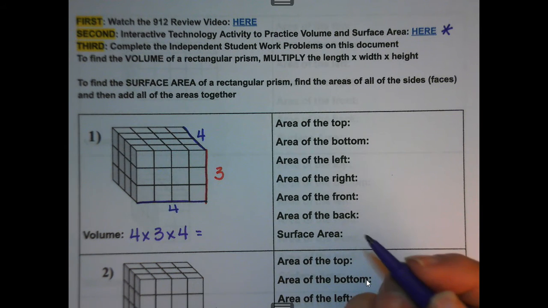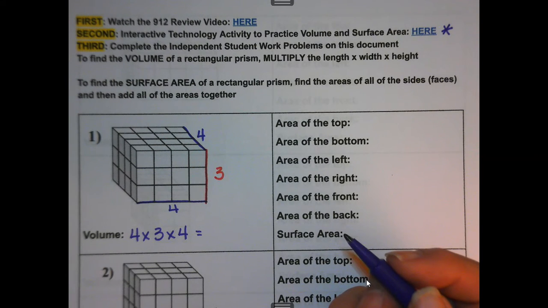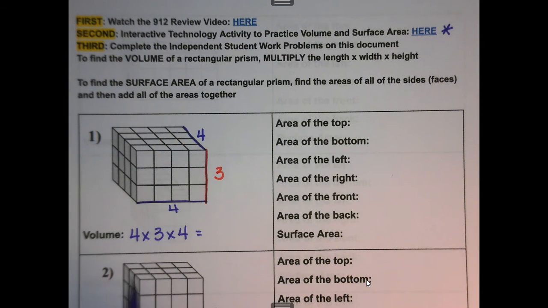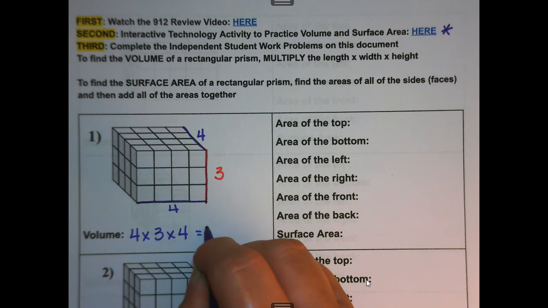The order does not matter. When I'm multiplying, I have this really cool property called the commutative property, which says that I can rearrange the numbers in any order when I'm multiplying, and I still get the same answer. Especially if I'm doing it correctly. So if I do the math, I have 4 times 3 is 12, and 12 times 4 is 48.